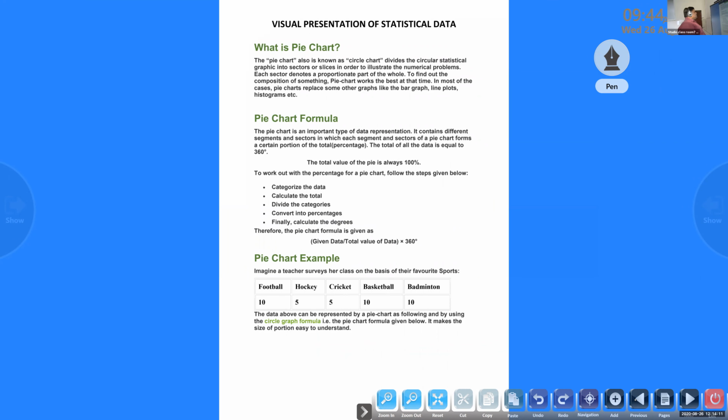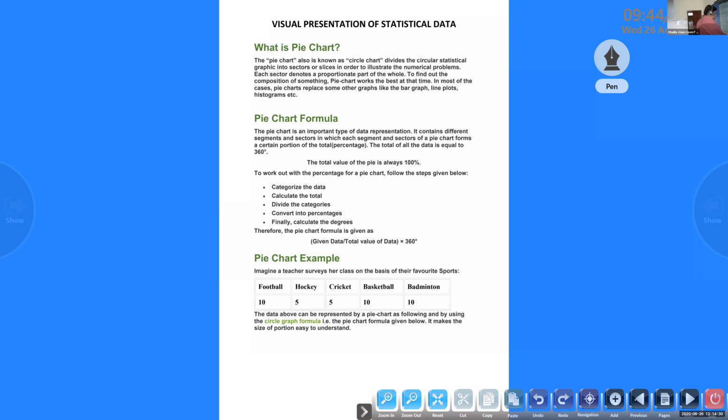Sir. Yeah, tell me. Who is this? Sir, what is the difference between... Tell me, Aditya. Sir, what is the difference between percentage bar diagram and subdivided? Right, subdivided? That only, no?